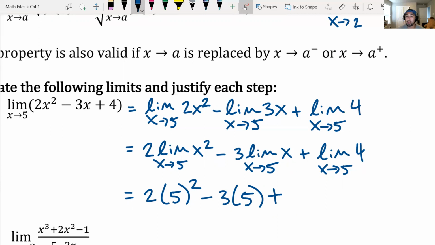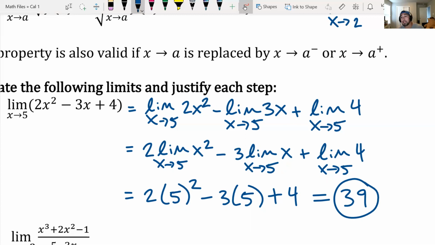The limit of the constant is the constant. So what is the limit of 4? No matter what value x is approaching, the limit of 4 will still be 4. There you go. Now sum it up. What is that? 25, 50, 50 minus 15 is 35. What do we get? 39? Oh, I hope that's right. There you go. And now that is justifying it step by step by step.